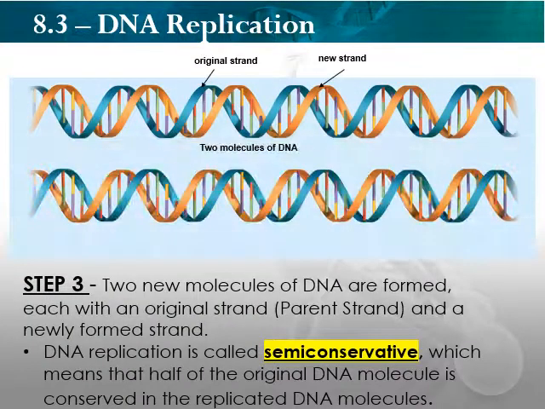Then we've got step 3, and basically, we've completed our stages of replication. So we have two new molecules of DNA being formed, each with an original strand, or parent strand, and a newly formed strand. Because it has an original strand and a newly formed strand, we call this semi-conservative, because half of the original DNA molecule is still there.